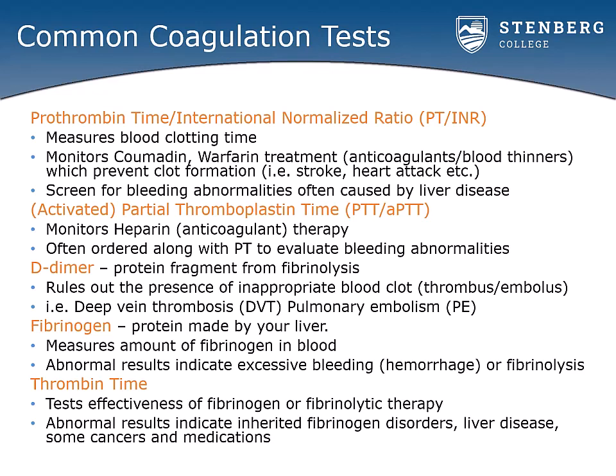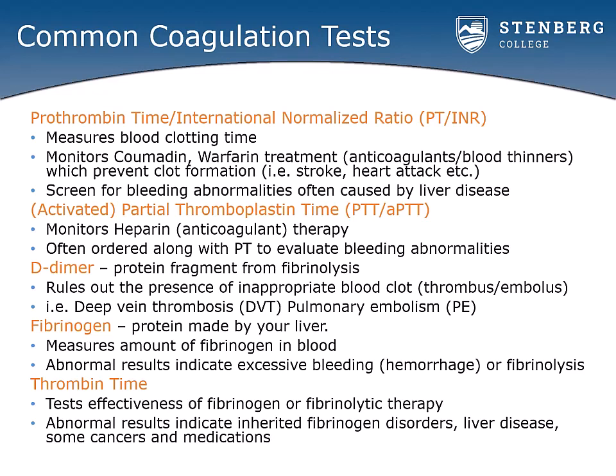D-dimer is a protein fragment made during fibrinolysis, or the dissolution of blood clots in the body. So the test is used to help rule out the presence of inappropriate blood clots, thrombi, and emboli. Some of the conditions that the D-dimer test is used to help rule out include deep vein thrombosis, DVT, and pulmonary emboli, PE.